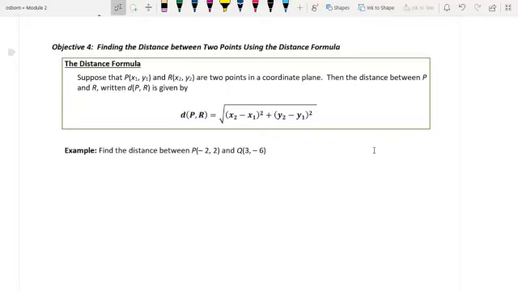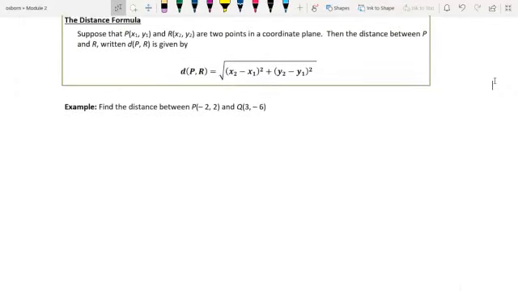The last thing we're going to do is the distance formula. Suppose that you have 2 points, P and R. P has the coordinate points x1, y1, and R has the coordinate points x2, y2, and they're both on a coordinate plane. In order to find the distance between points P and R, you use the formula: the square root of x2 minus x1 squared plus y2 minus y1 squared.